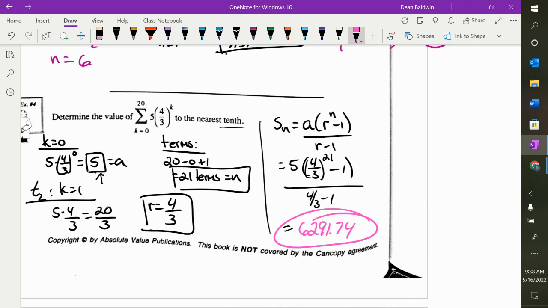$1691.74, because it asked for the tenth, so I should have done that. Do it in steps. If your calculator is not one that can keep all the brackets in order, just do it in steps. There you go. Good. So I typed in 23 instead of 21? That would make a very big difference.